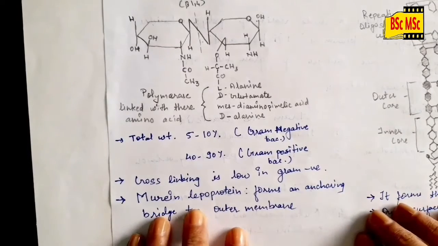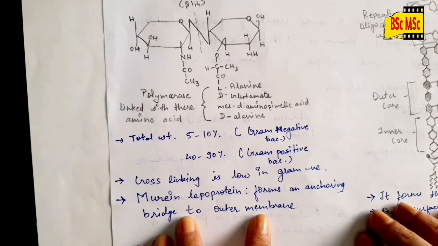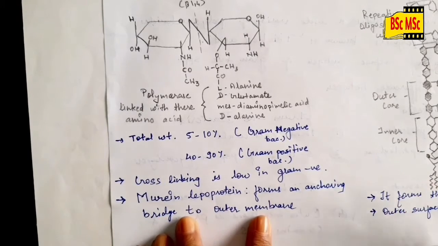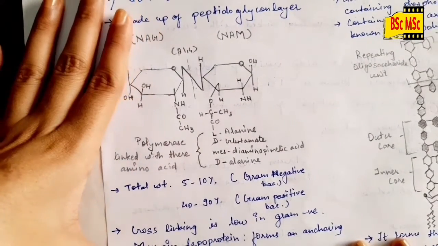And about the murein lipoprotein, it is a specific lipoprotein and forms an anchoring bridge between the outer membrane and the cell wall. So this is about the cell wall.